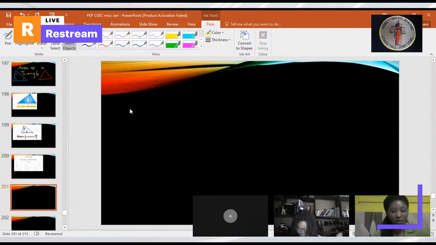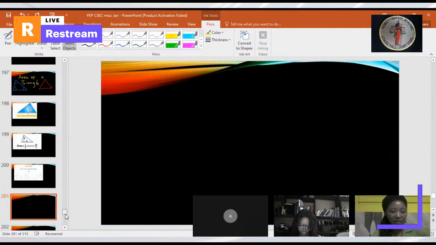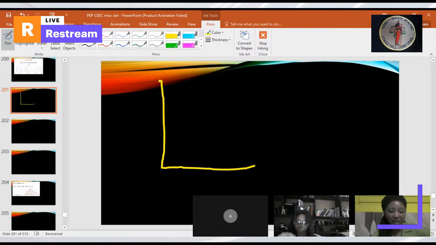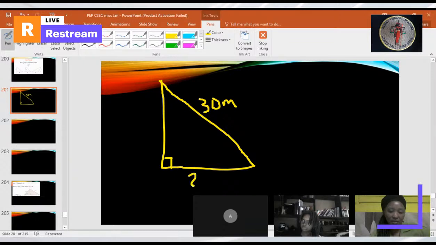So let's start off by working some problems. All right, so let's start with a simple one. We have a right angle triangle, not drawn to scale, and we're pretending the lines are straight. So we see the box in the corner there that tells us it is a right angle triangle. So let's say this is 30 meters. This is 25 meters.